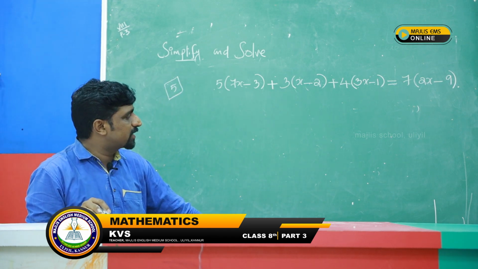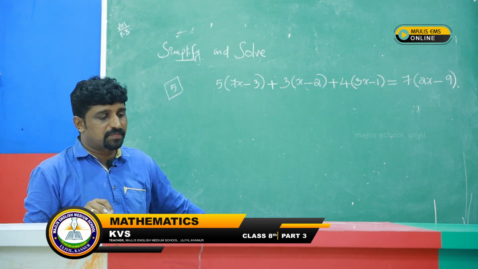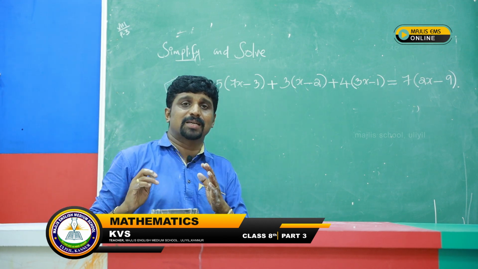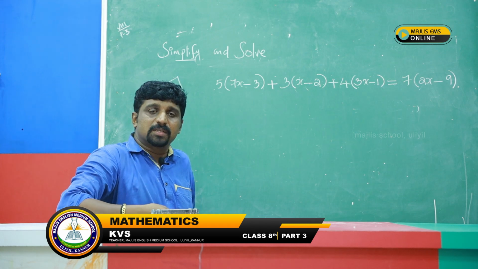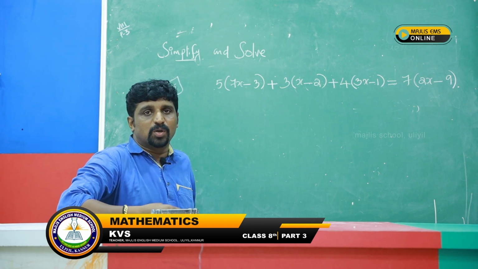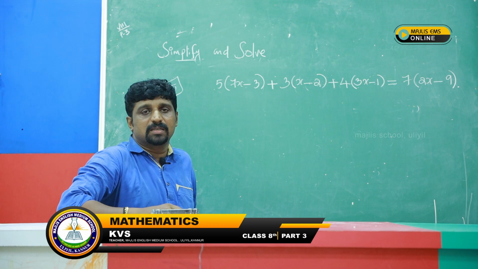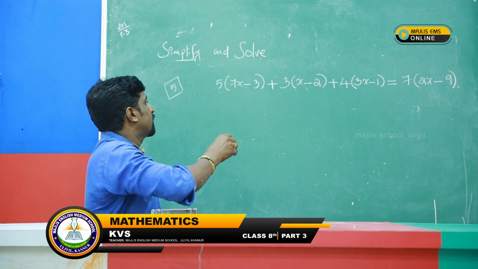Here total 4 brackets are there. First we can remove the brackets. After that we can always use the same steps. First remove the brackets. After that, variables on one of the sides, left side or right side, numbers on the other side, then simplify. Okay, just we can do.